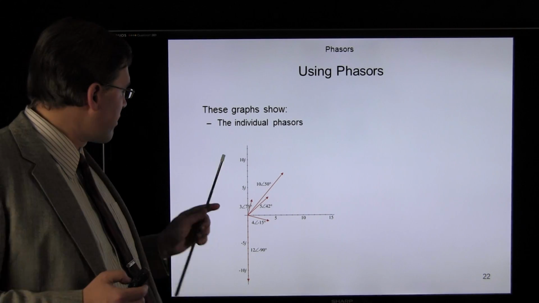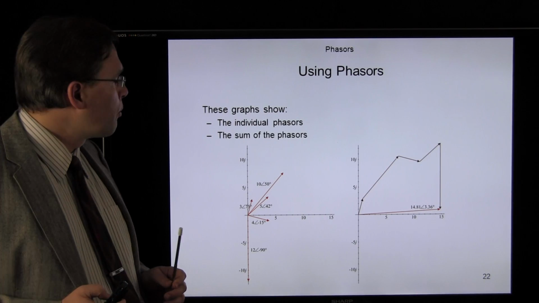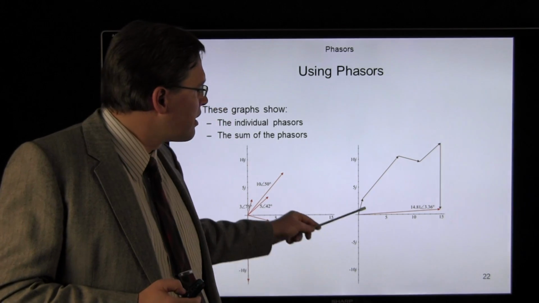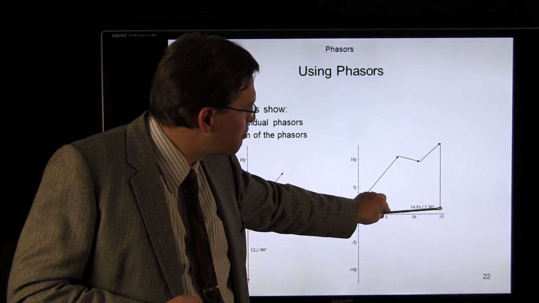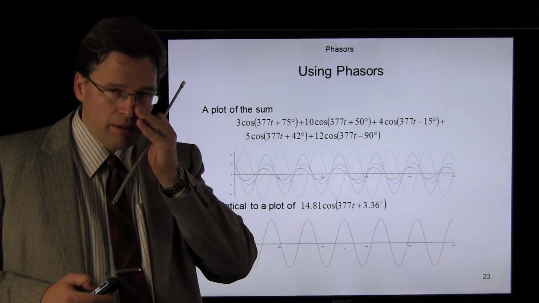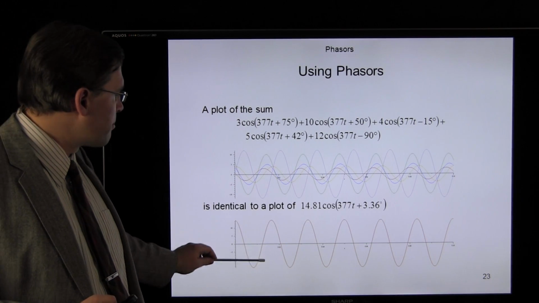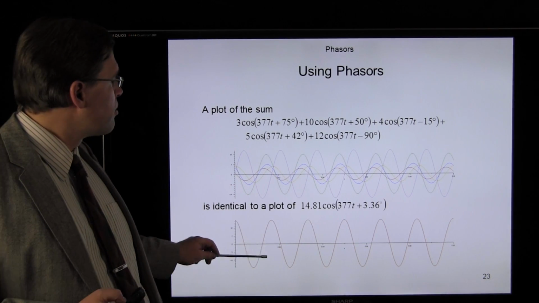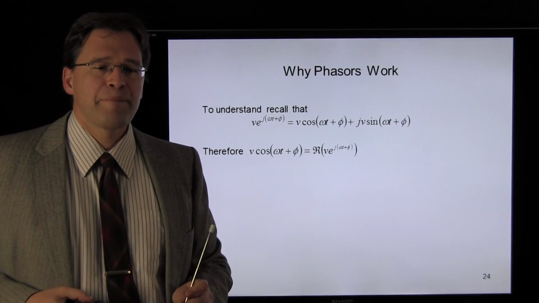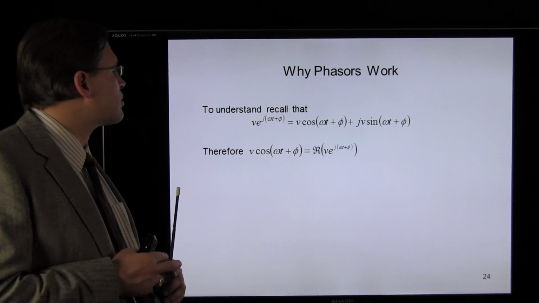So here we have a couple graphs. This first graph shows the 5 complex numbers. We can add the 5 complex numbers to get this result. This result is the phasor 14.81 phase 3.36. On top, I plot the 5 functions, and on the bottom I plot their sum, or this function, and they are, of course, identical. Now, to see why this works, we have to go to complex exponentials again.